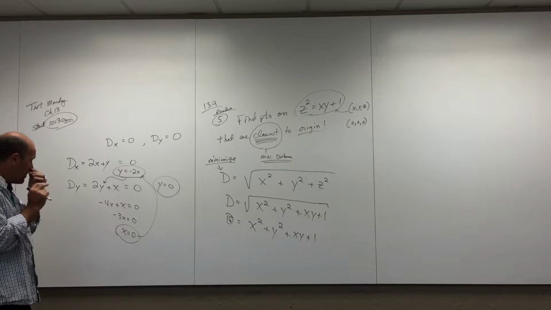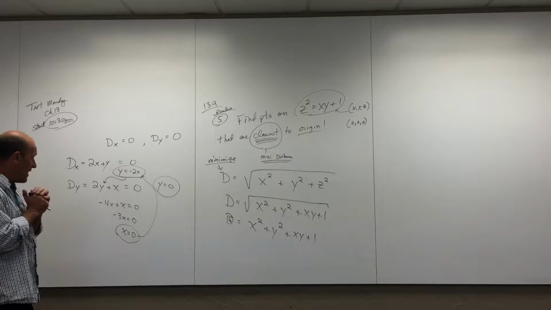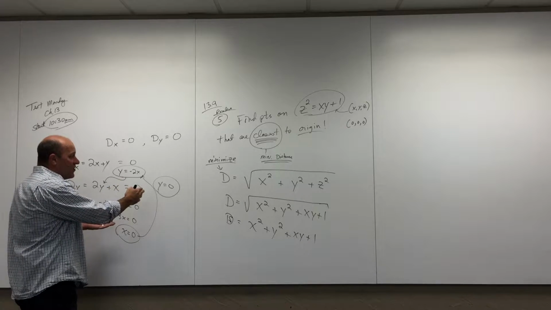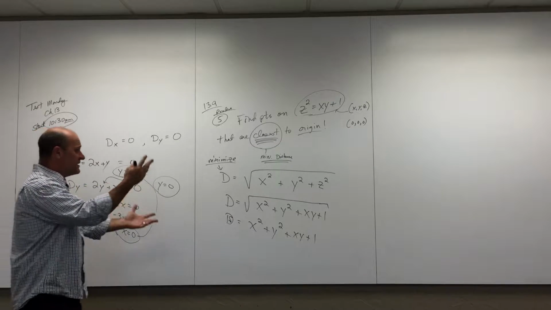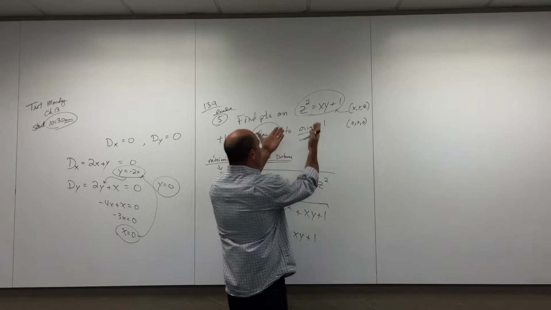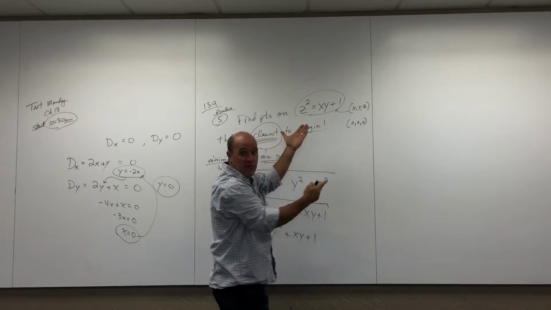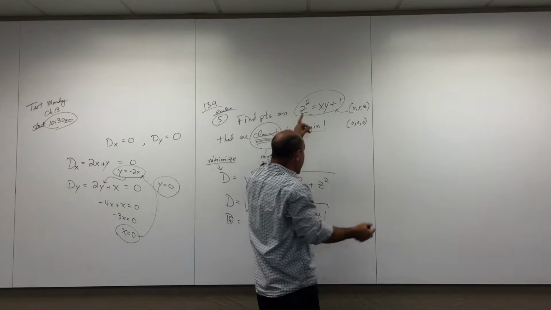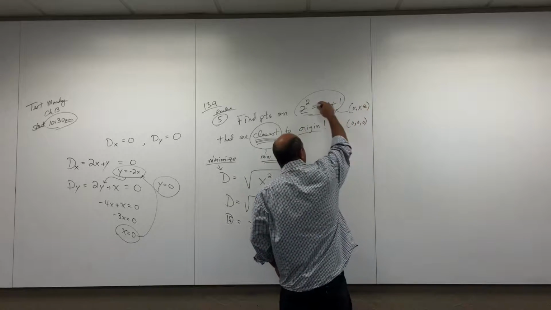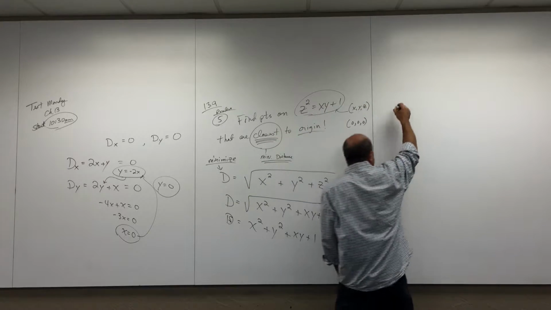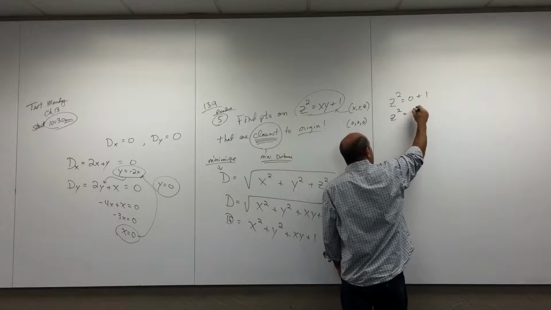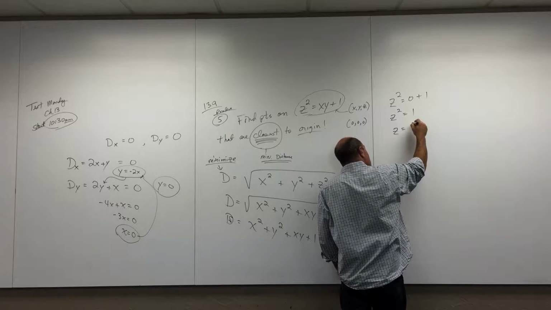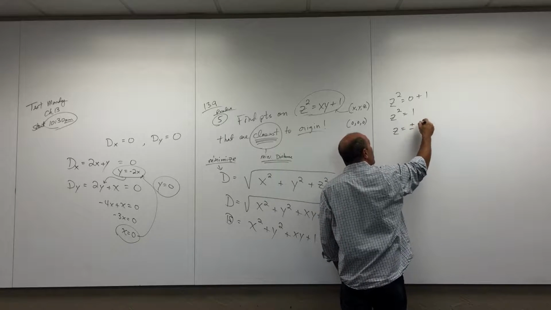Wait a minute now. This is my x and y value. What is the z value? Well, how do I get z? If I have an x and a y, where is z? Oh, there it is. If you're on the surface, and you're at the point 0, 0 on this surface, guess what z is? Z squared is 1. So z is 1, or actually plus and minus 1.